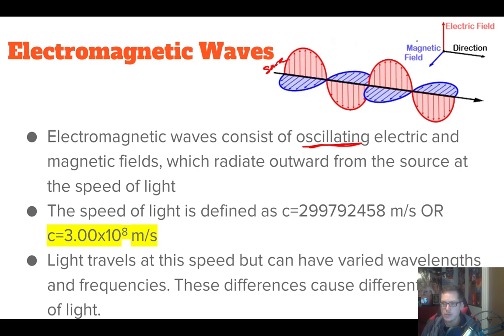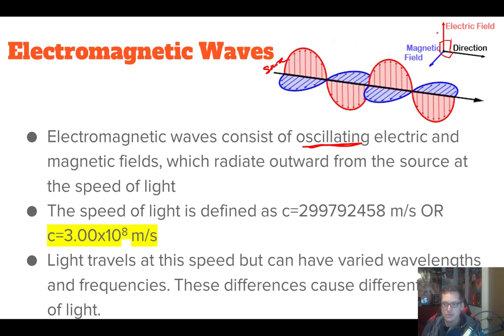This gives you an idea of direction, and notice that the electric and magnetic fields have to be perpendicular to each other. The electric field and the direction have to be perpendicular to one another, and the magnetic field and the direction have to be perpendicular to one another. So you end up with this. As long as you can figure out the direction of two of these, you can figure out the direction of the third fairly easily.